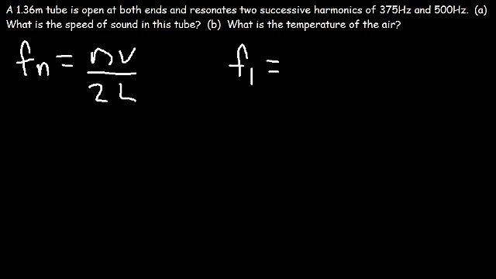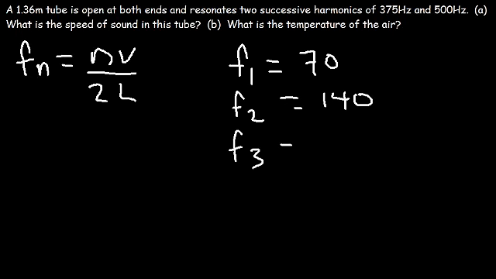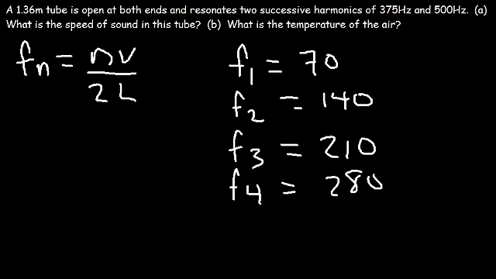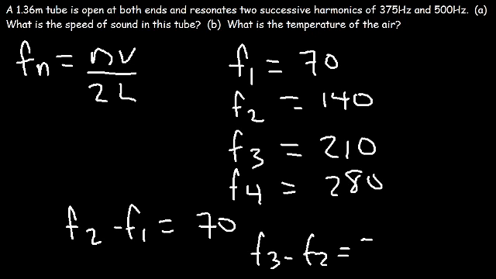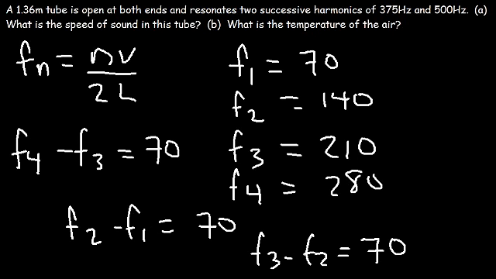Now let's assume that the fundamental frequency is 70. The second harmonic is 140. It's 70 times 2. The third harmonic is 3 times 70, which is 210. The fourth harmonic is 280. Notice that the difference is always 70. If you subtract f2 minus f1, it's 70. f3 minus f2, 210 minus 140 is 70. f4 minus f3 is 70 as well. So the difference between any successive harmonics will always give you the fundamental frequency.